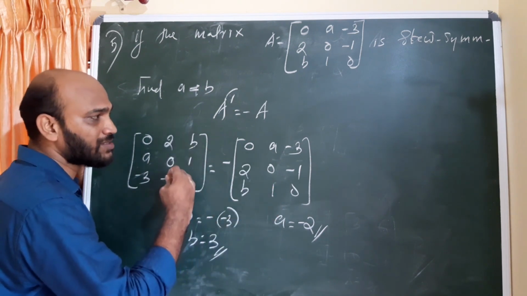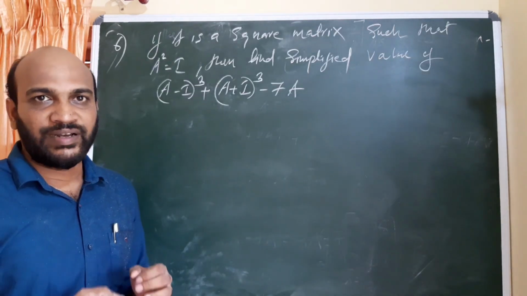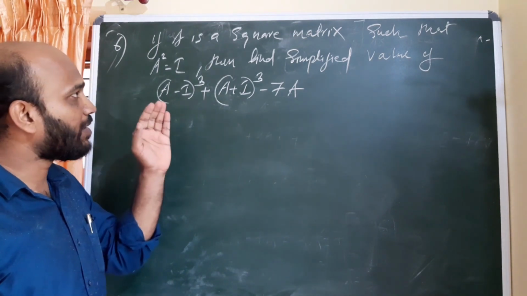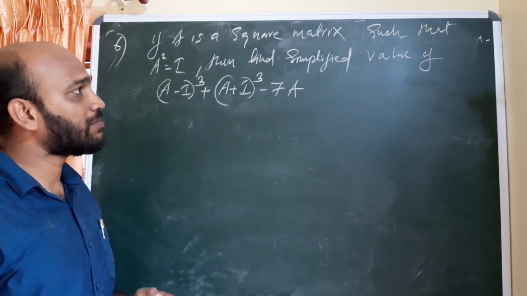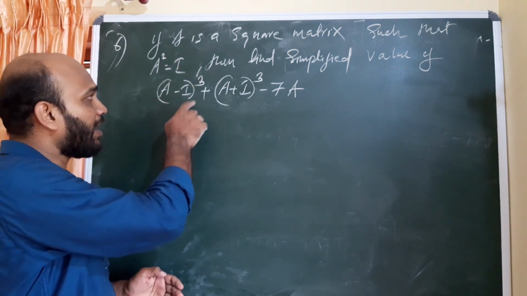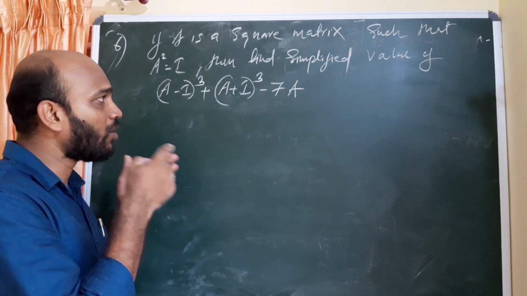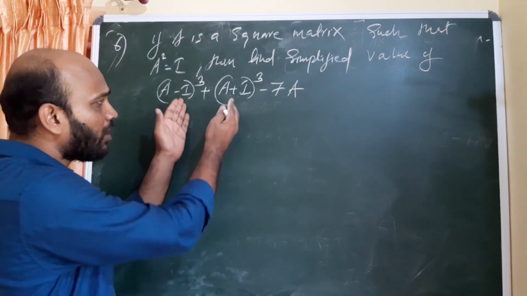Corresponding elements of left hand side and right hand side. Consider next question. If A is a square matrix such that A square equal to I is given, then find the simplified value of (A minus I) whole cube plus (A plus I) whole cube minus 7A. This one you have to simplify.